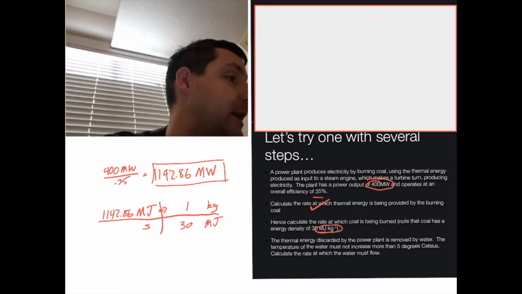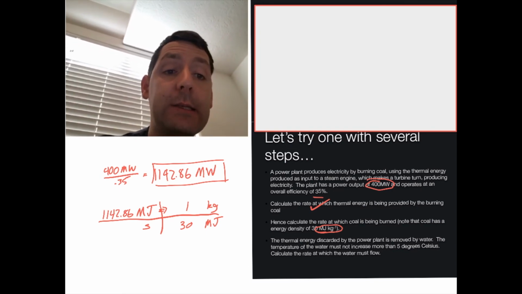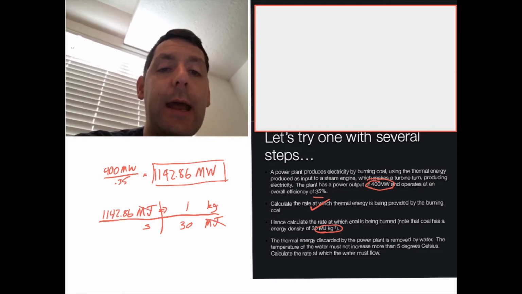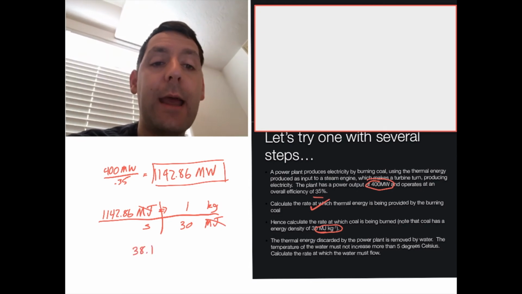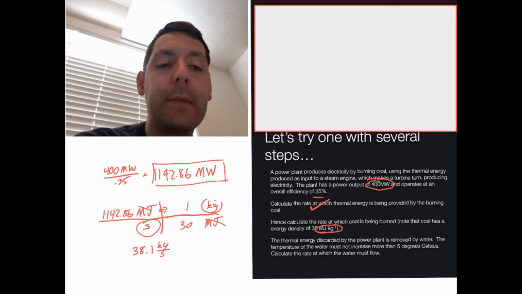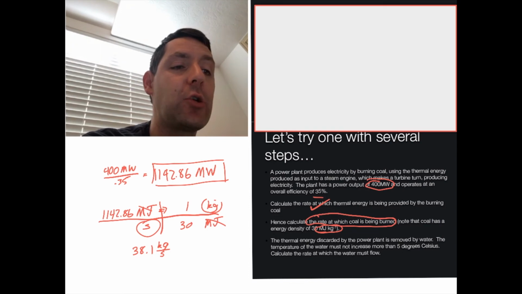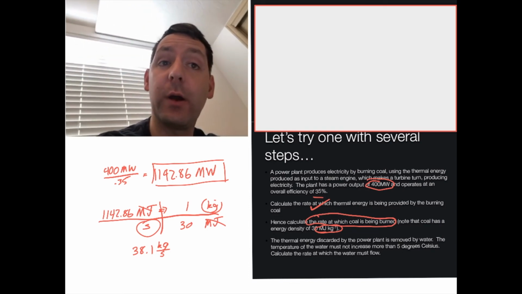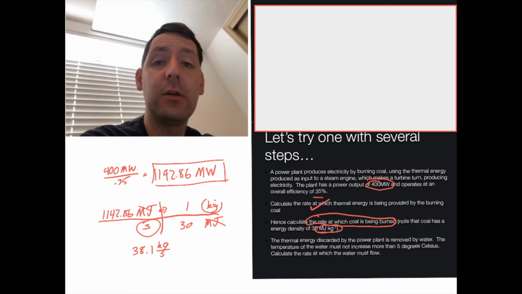And so if I just divide that previous answer by 30, then I will get my answer. Note that the megajoules cancel out, and I get this number divided by that number, which is 38.1. The units that I'm left with are kilograms per second, which is exactly what they're asking for, the rate at which coal is being burned. It's being burned at 38.1 kilograms per second. So doing the unit conversion and recognizing that all I wanted to do was turn that energy into kilograms ended up giving me the rate.